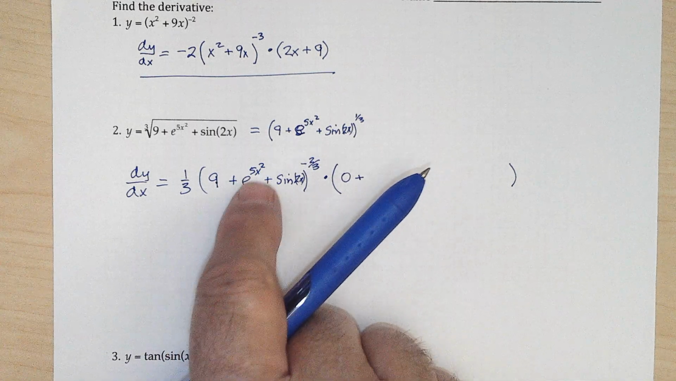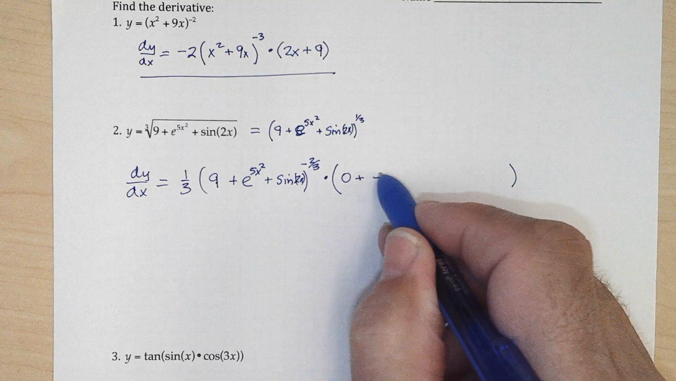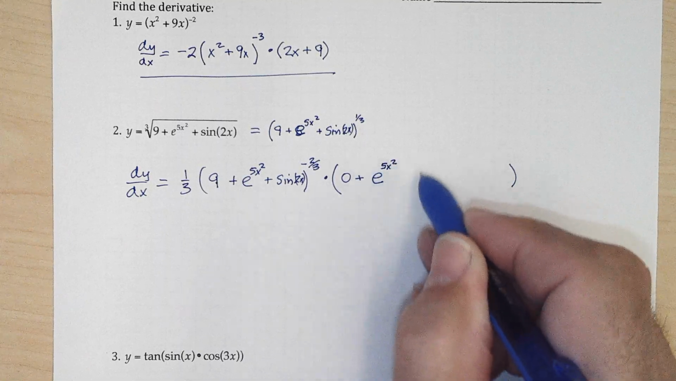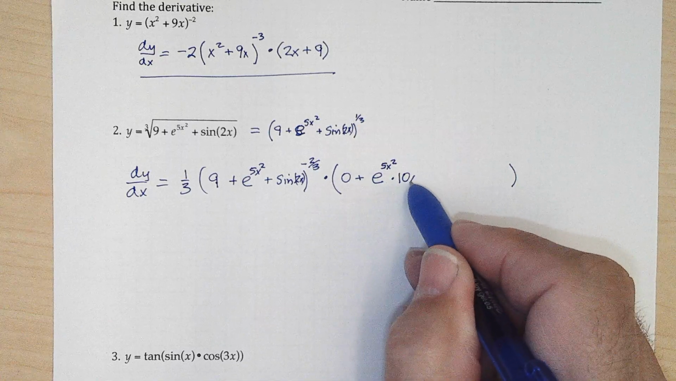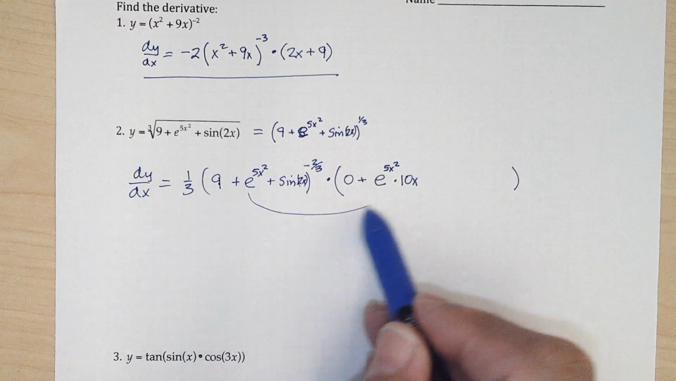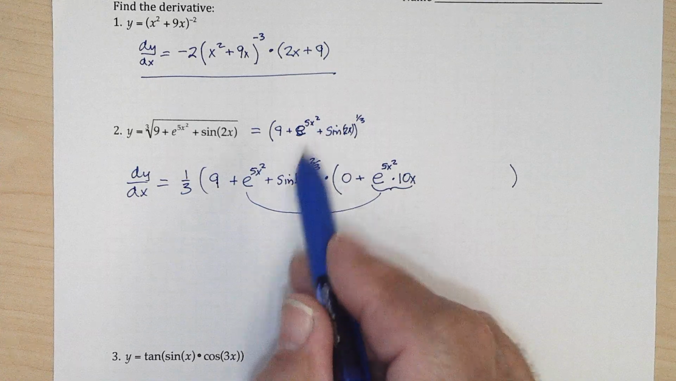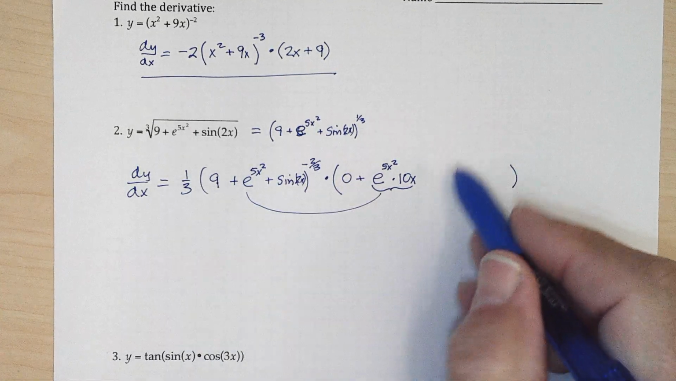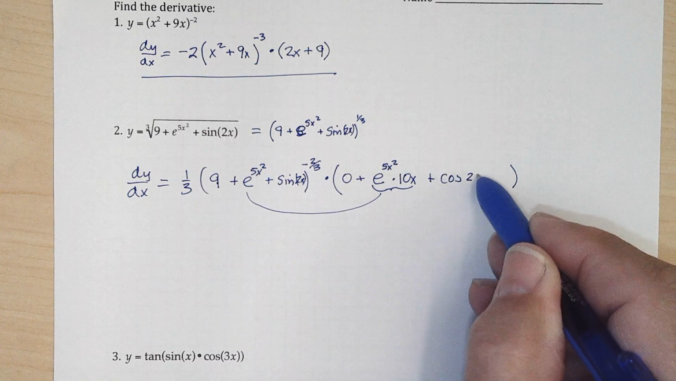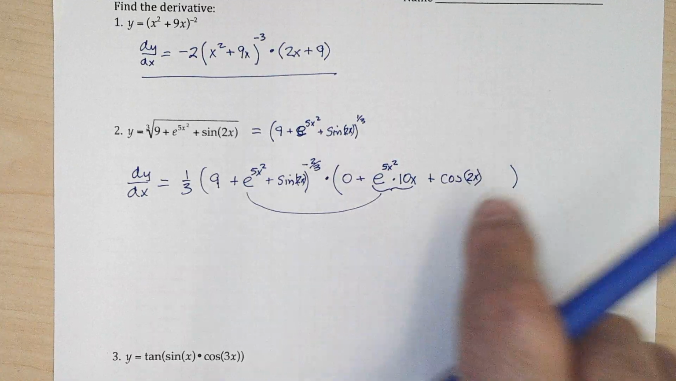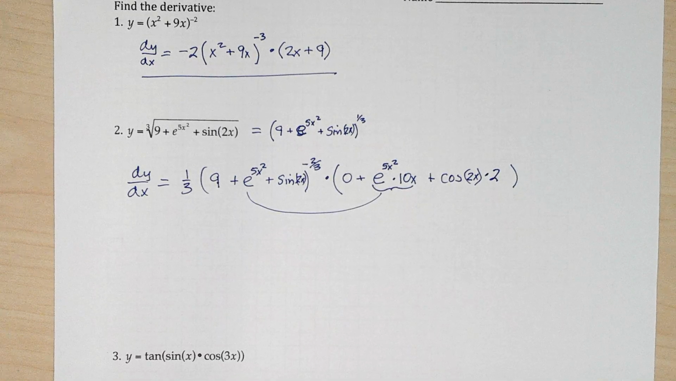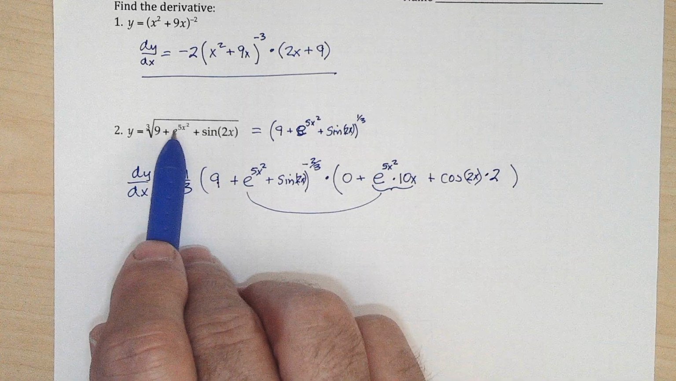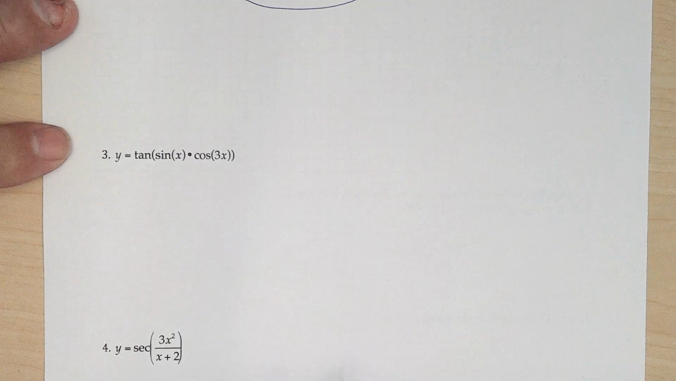Derivative of, now this is a chain rule in itself. The derivative of e to something is e to the same thing times the derivative of the something. And the derivative of 5x squared is 10x. So the derivative of just this piece is all of this. And the derivative of sine of something is cosine of the something. But the something is more complicated than just x, so we got to take the derivative of 2x, which is 2. All of that is the derivative of this. Not pretty, but that's the idea. Not the idea to make it not pretty, but the idea of how to do it.